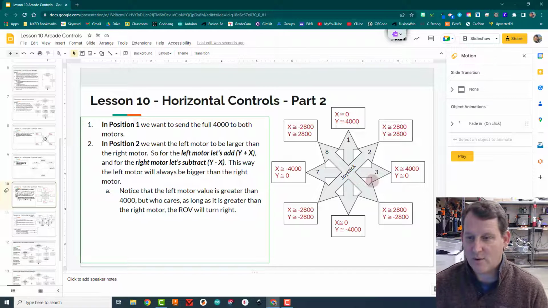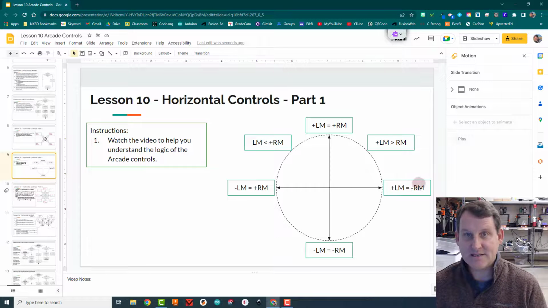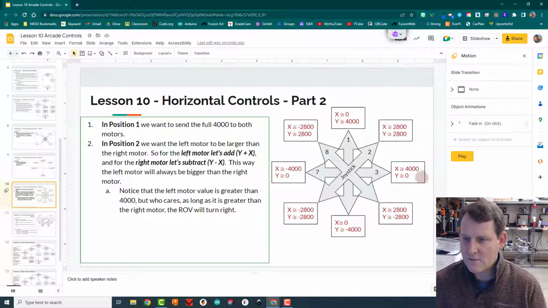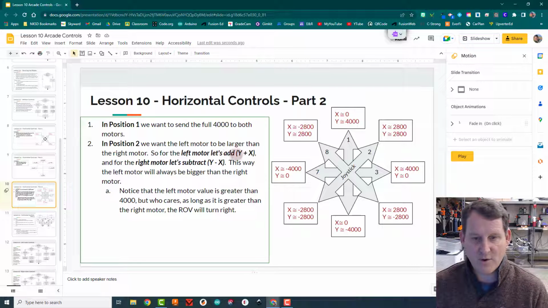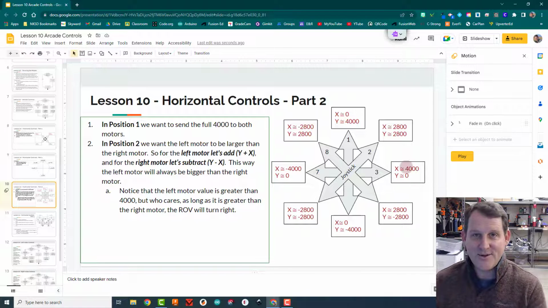Let's look at position 3 real quick. In this one, remember, we wanted them to be the same but opposite signs. So here, the left motor would be y plus x. So y is 0 plus x of 4,000. 0 plus 4,000 is 4,000. The right motor would be calculated by doing y minus x. So 0 minus 4,000, the right would be negative 4,000. So that works here too. The left motor is positive 4,000, right motor is negative 4,000. So yay, we win.